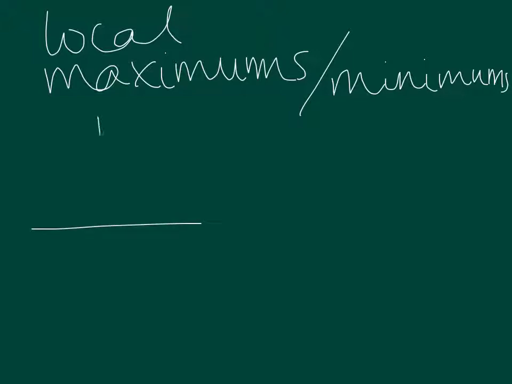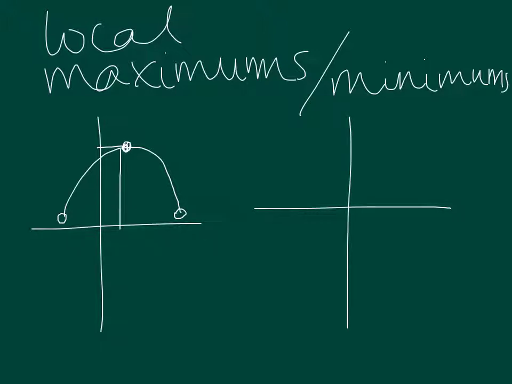So, if we look at this graph, the local maximum would be right about here. And let's say that the ends are open. Now if we look at another graph, the local minimum would be right here.